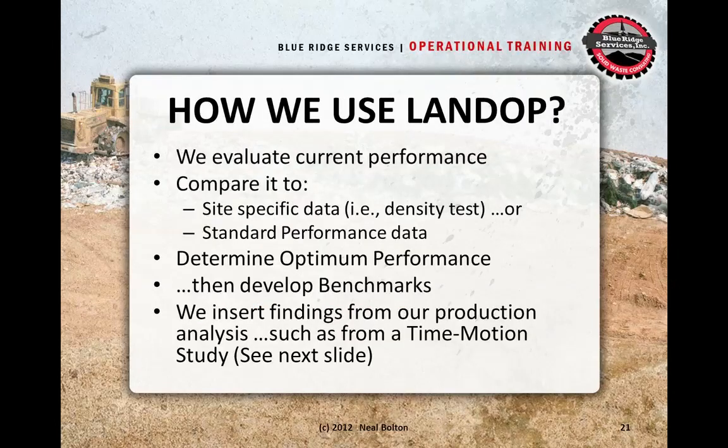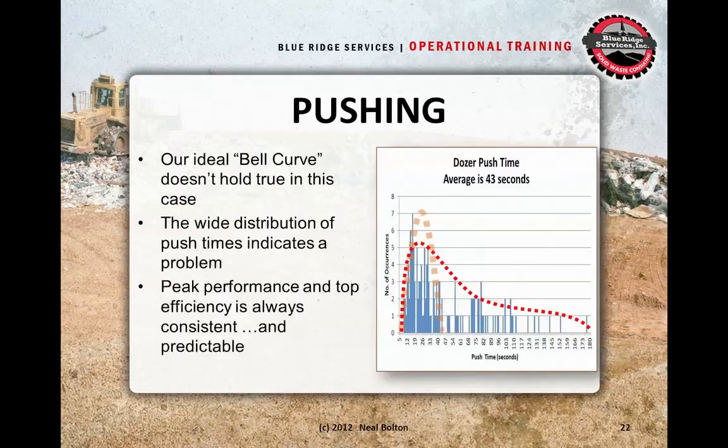So we'll insert not only data from your site like tonnage and equipment hours and those sorts of things, but also findings from our production analysis. So if we do time motion studies, we'll take a look at how that implements in here. Here's an example of a time motion study, a time study for the process of a dozer pushing trash from where it's dumped to the face, to the active part of the cell.